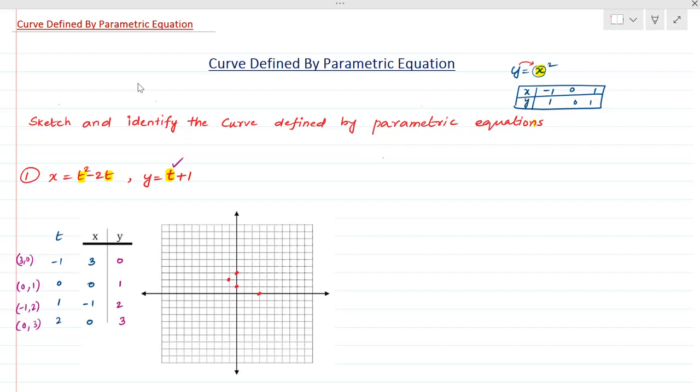So what is the next point? Whether it goes here or here, I don't know. That's why we will calculate one more point, t equal 3. When I substitute 3 in x, it is 9 minus 6, which equals 3. When I substitute 3 in y, it becomes 4. So the next point is 3, 4. Where is the 3? 1, 2, 3 here. And it is 4: 1, 2, 3, 4. It will be here. So it's a parabola. So you will find this as the parabola.